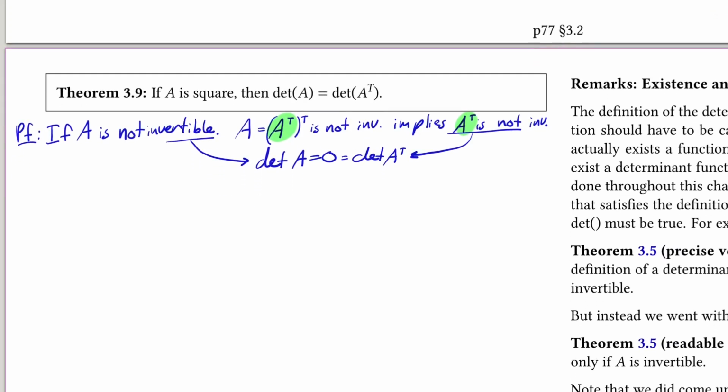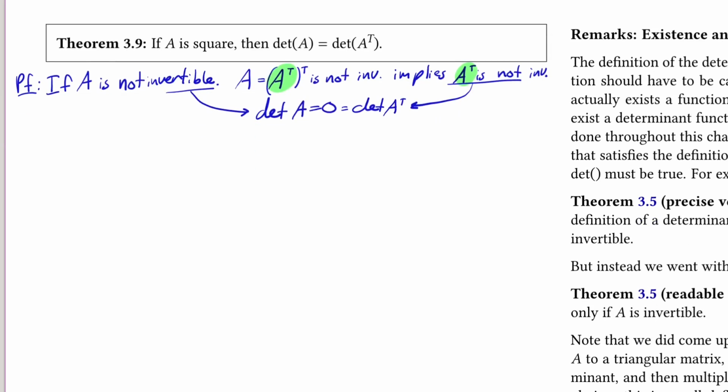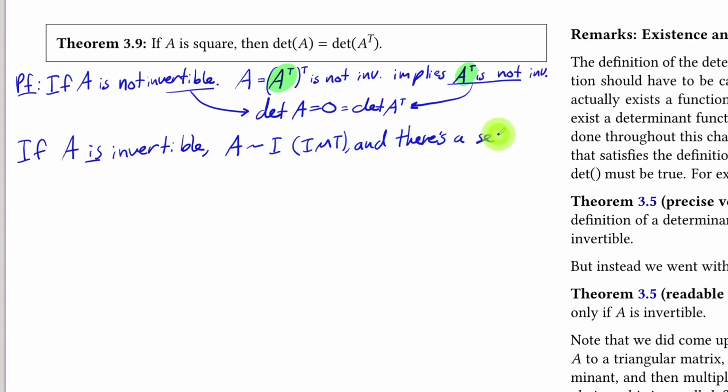What if A is invertible? Then we're going to do the same trick as last time with elementary matrices. So if A is invertible, it's row equivalent to the identity matrix using the invertible matrix theorem. And there's a sequence of row operations that transform A to the identity matrix. But you could also transform the identity matrix back into A by doing the reverse of those row operations.